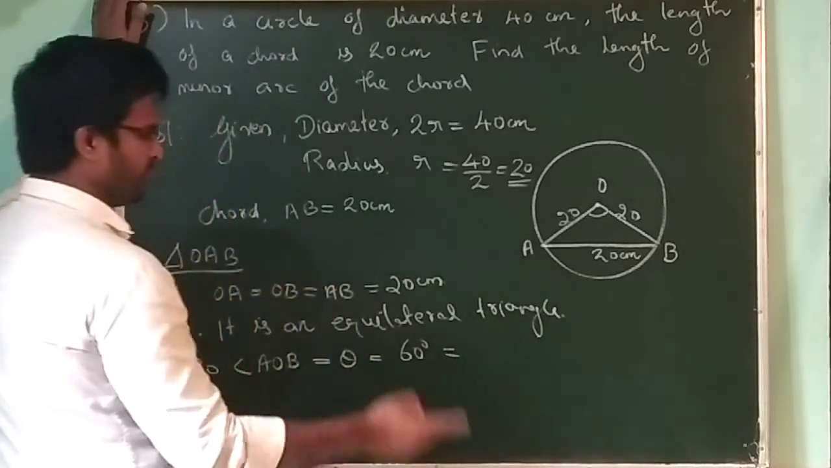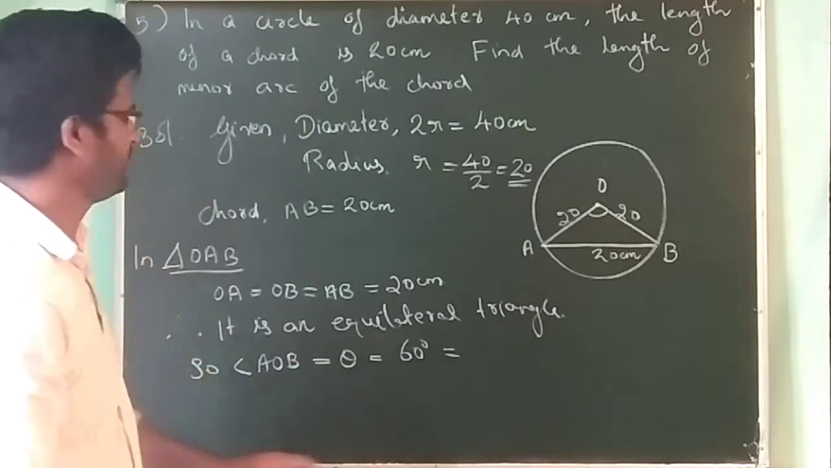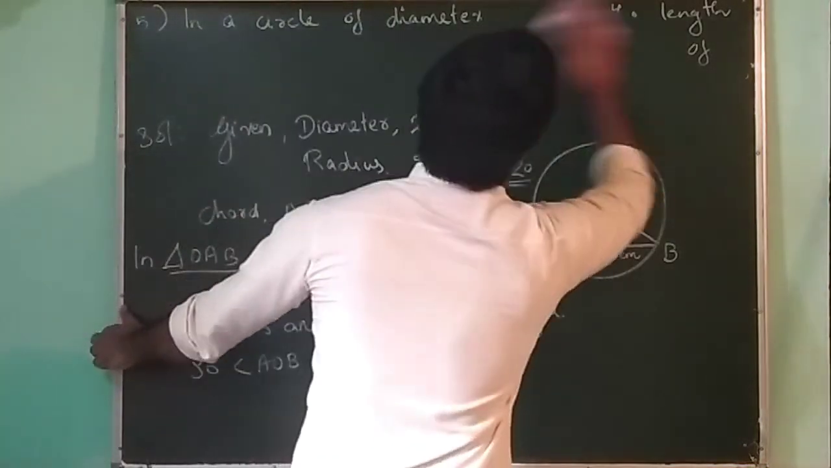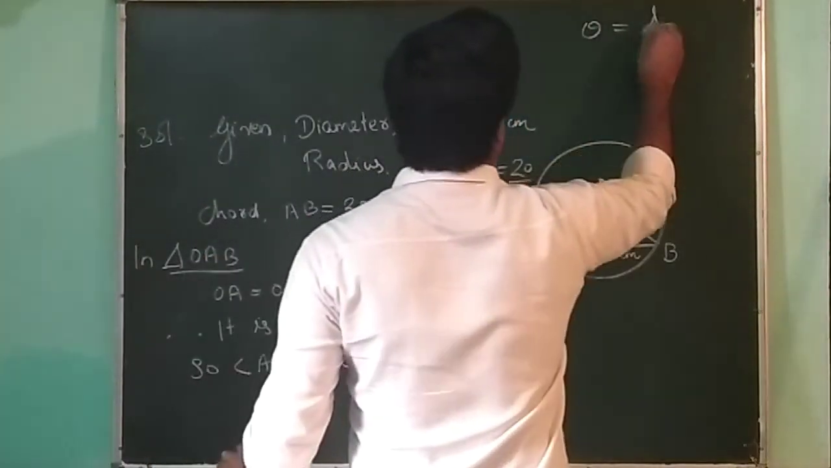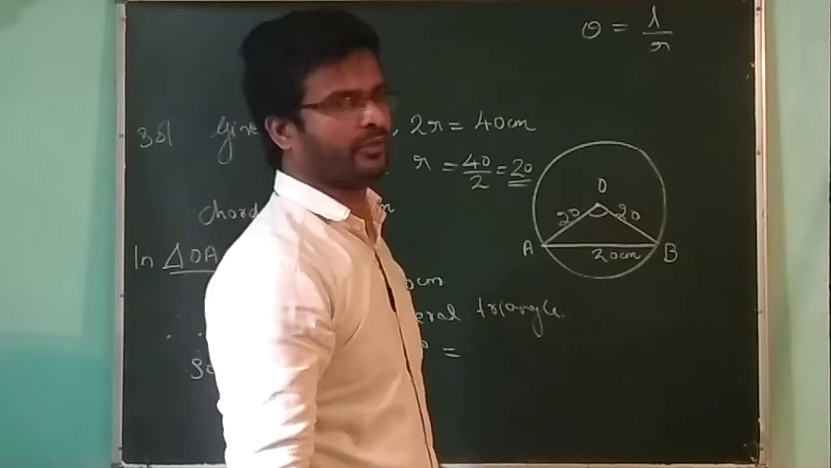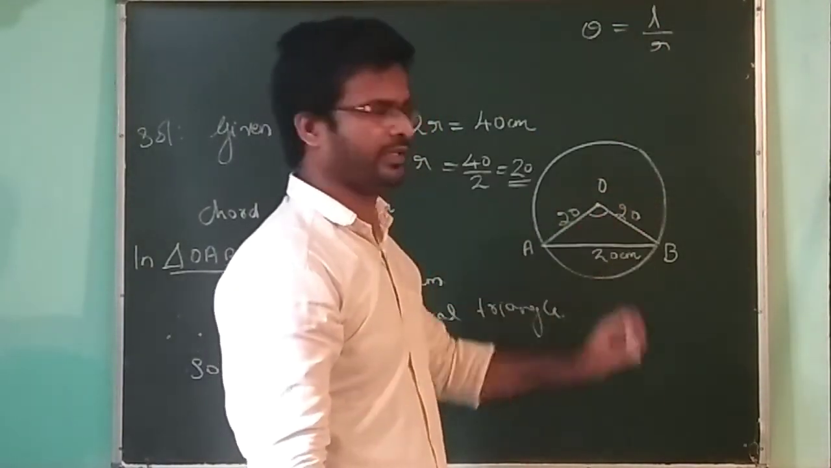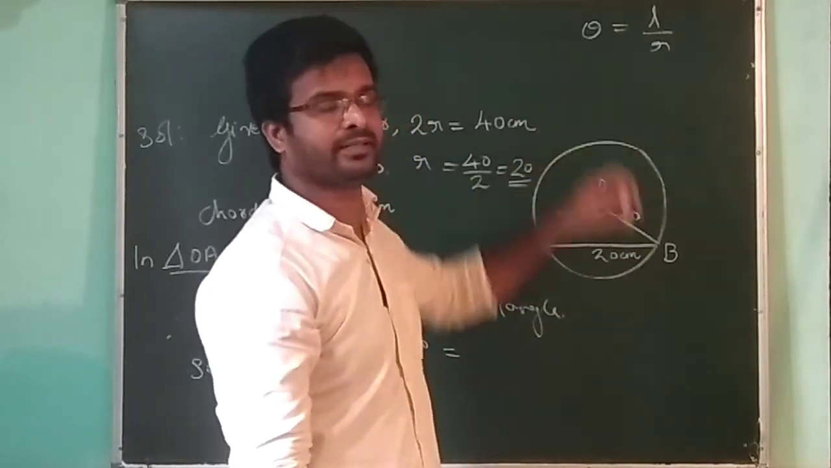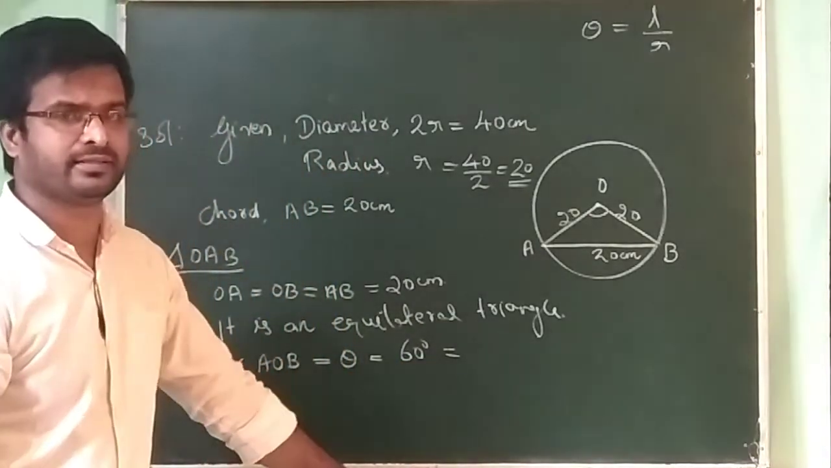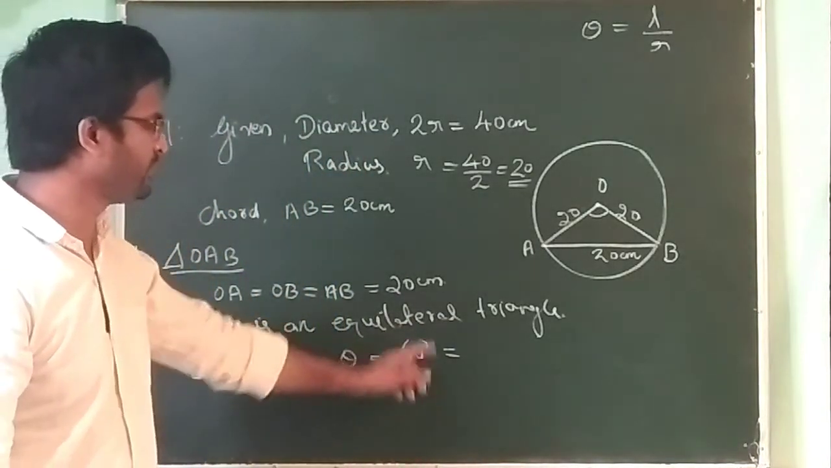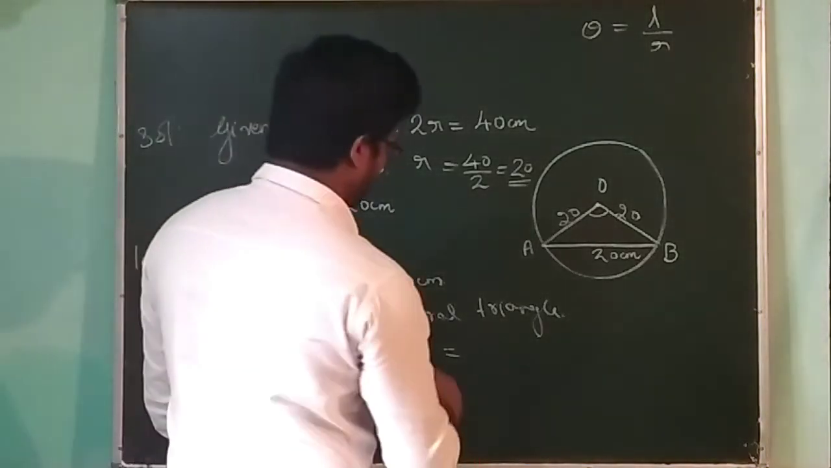60 degree we have to change to radian measure. Why are we changing to radian measure? We know only one formula, that is theta equal to L by R. This formula we know, isn't it? L means arc length, which we have to find out in this question. R means radius. Theta means what? Theta is the angle in radian measure, isn't it? We got 60 degree here, which is degree measure. We cannot use this 60 degree. We have to change it to radian measure.